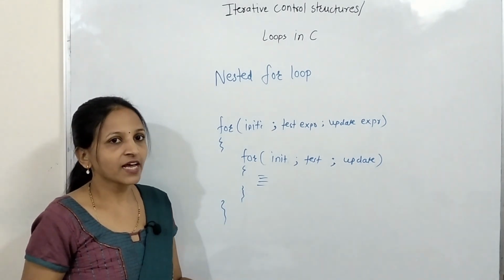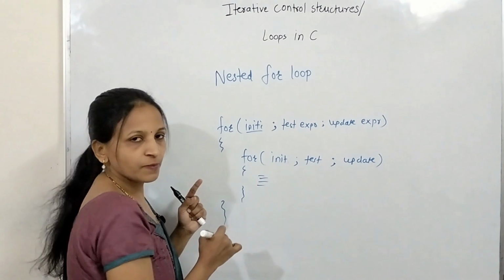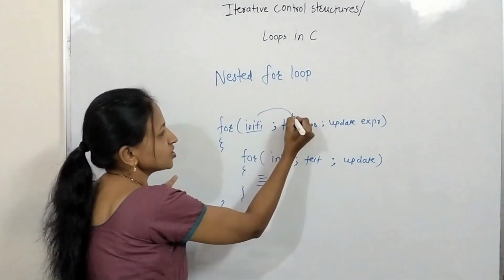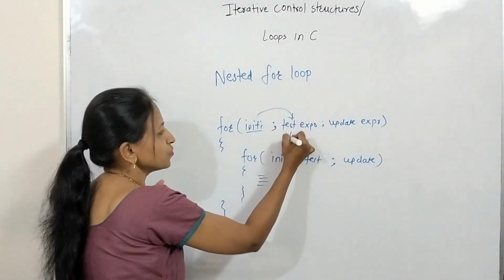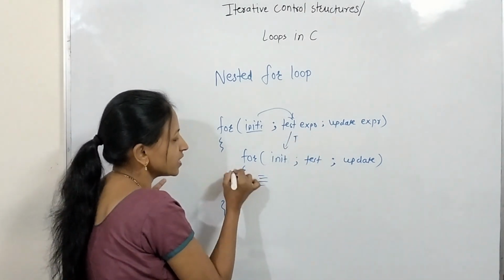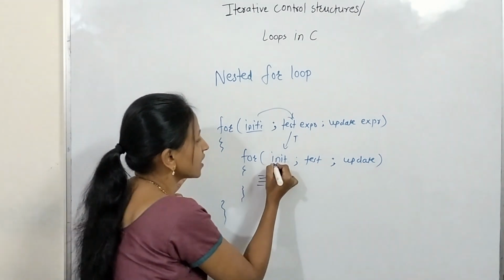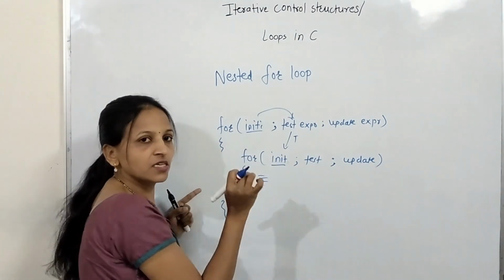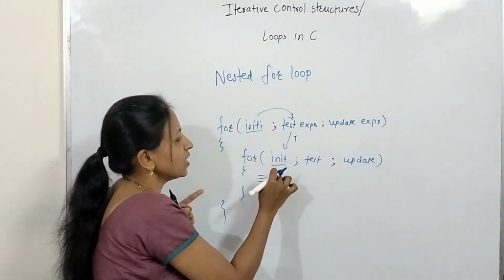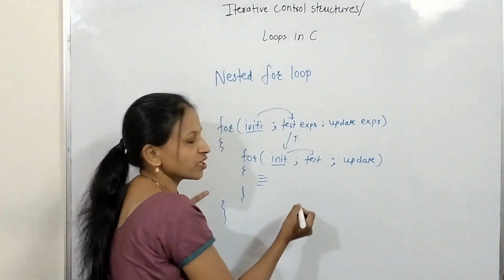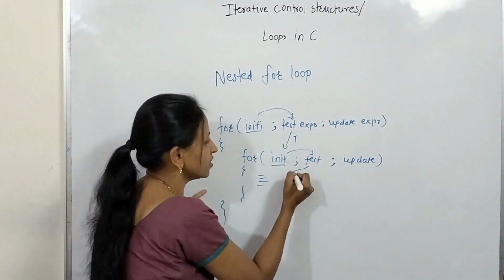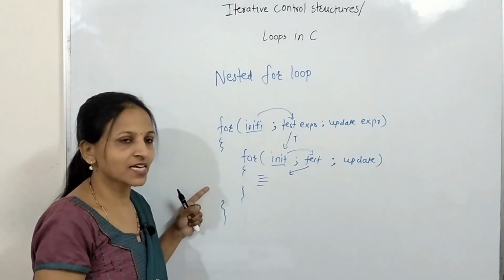Now how will it act? First, this initialization will take place. After that, this condition will get checked. If it is true, then control will come here, and this for loop will get executed wholly. That means the initialization of the inner for loop will get executed first. After initialization it will check the condition. If it is true, it will go here to execute whatever statements are inside.